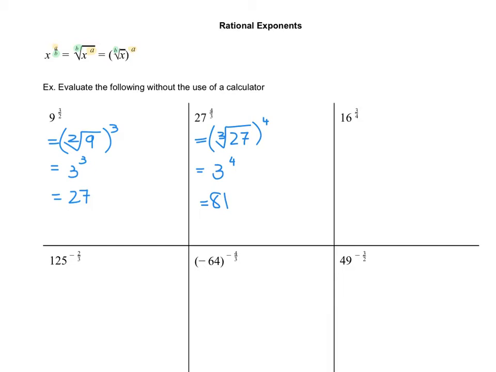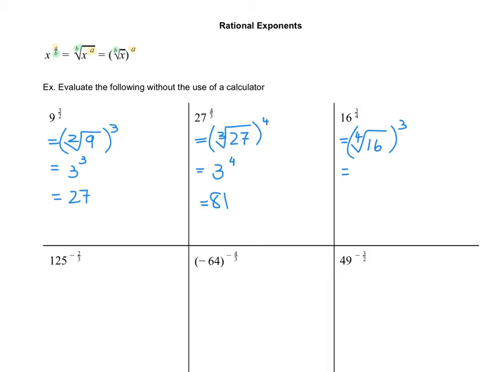The next one, 16 to the power of 3 over 4. I'm going to take the fourth root of 16 and then raise that number to the power of 3. Now, the reason we do the denominator first and take the radical first is because if I try to do 16 to the power of 3 first, I'm going to get a really large number, and then I have to take the fourth root of it.